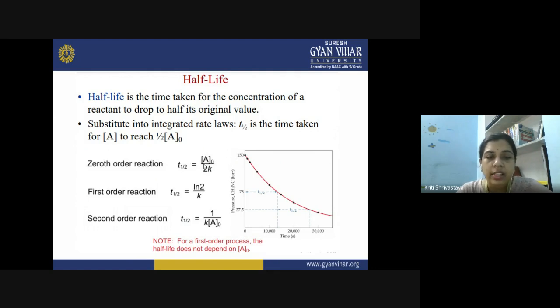But as the reaction proceeds towards the end, because the concentration of the reactant falls, the half life becomes less and less. For the second order reaction, it is inversely proportional to the initial concentration. So the greater the concentration of the reactant at the beginning, the smaller will be the half life. Smaller time will be taken to complete the reaction. But as the concentration falls off, more and more time is required to reach the 50% value of the concentration term.